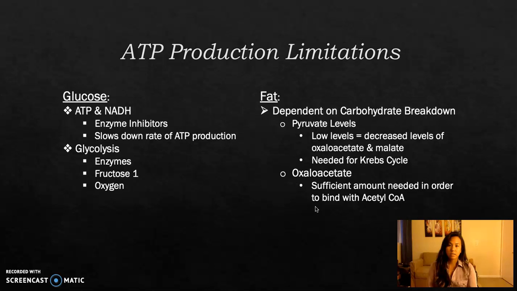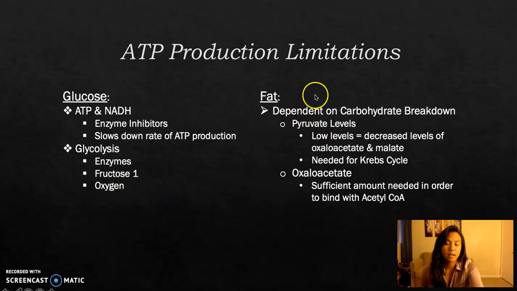Additionally, glycolysis is also a limiting factor for glucose as ATP production. Glycolysis is limited by enzymes, fructose 1, and oxygen. So actually, if there is an abundance of oxygen, this will inhibit glycolysis and therefore inhibit ATP production.